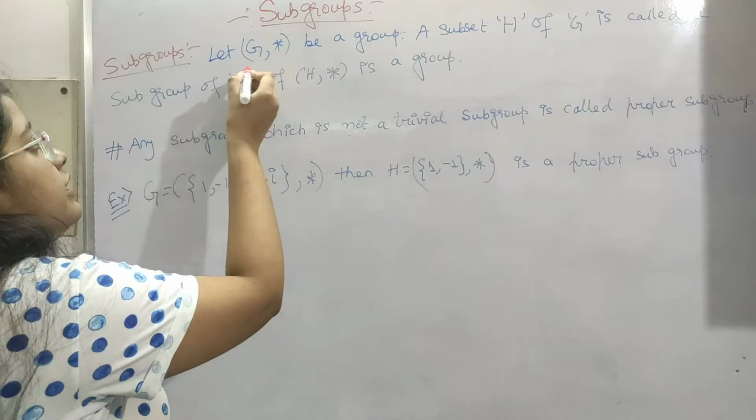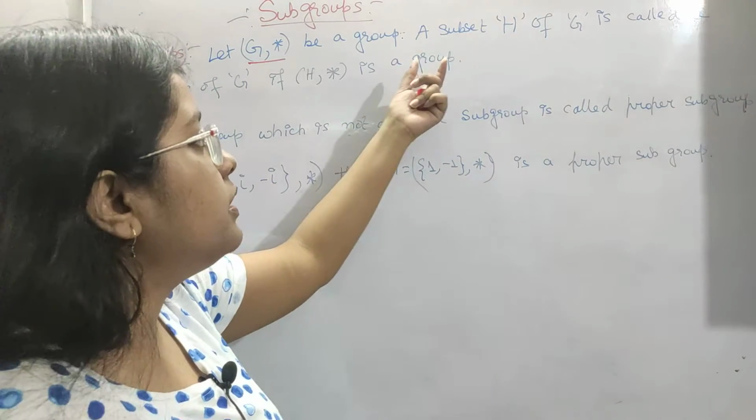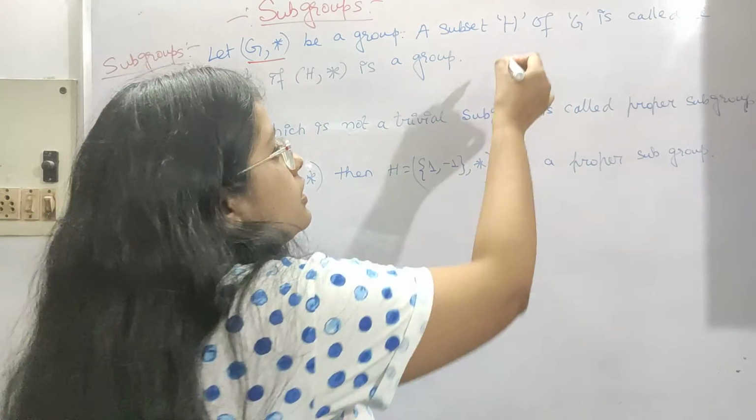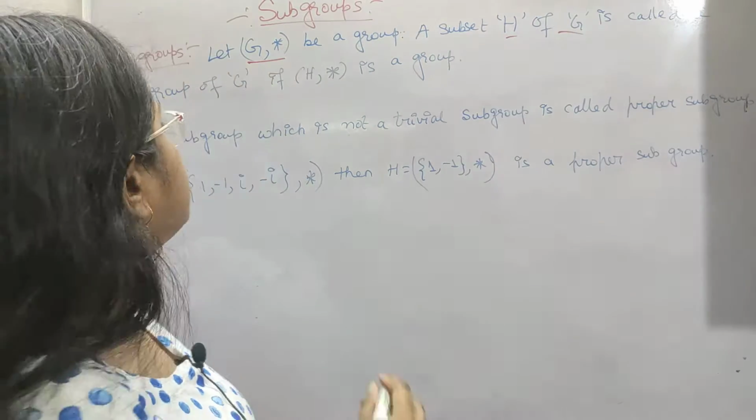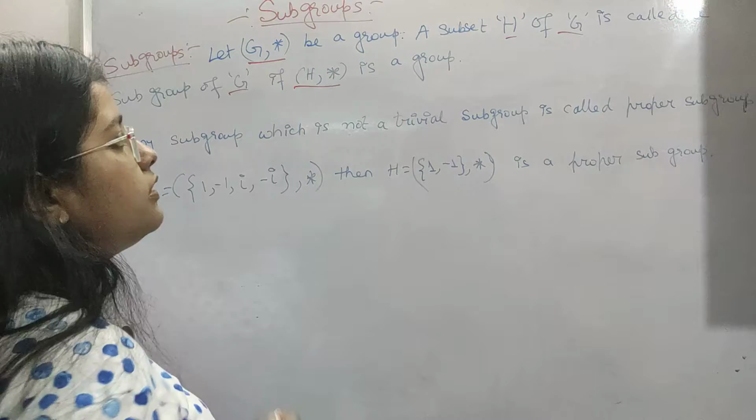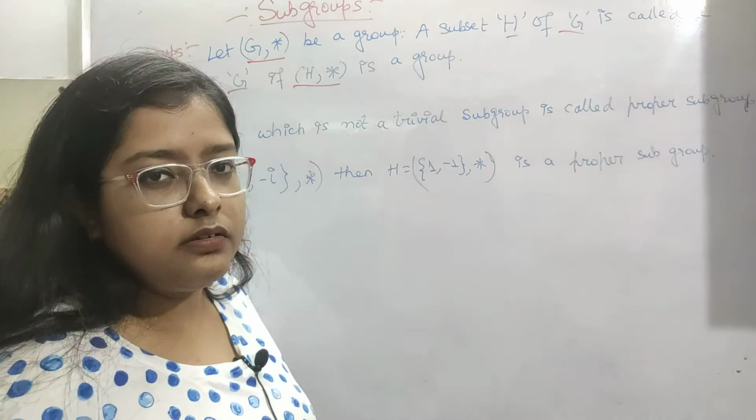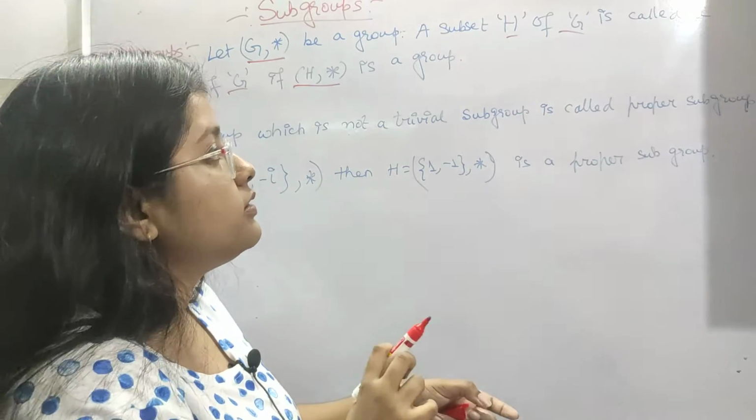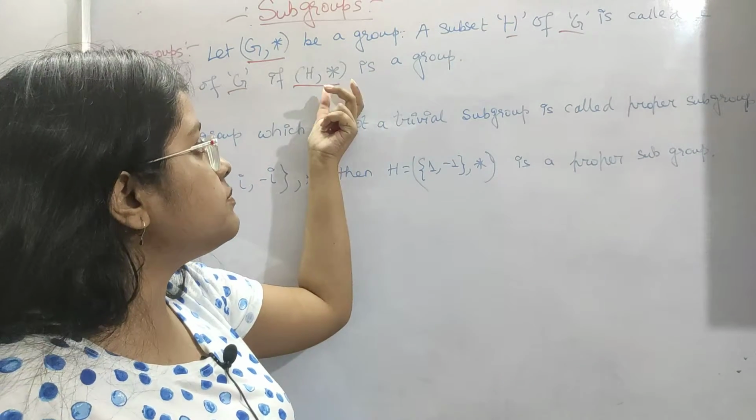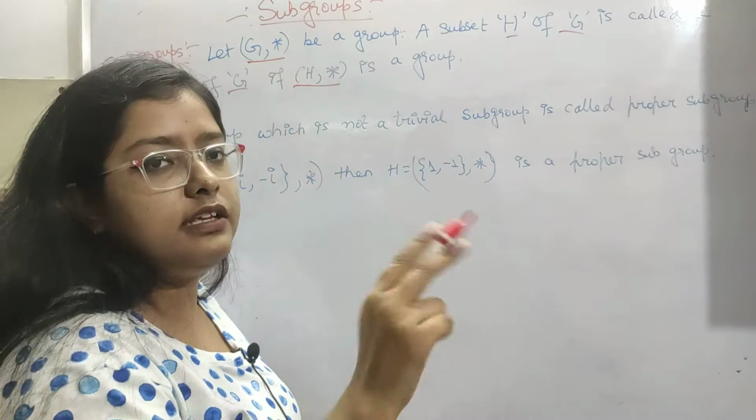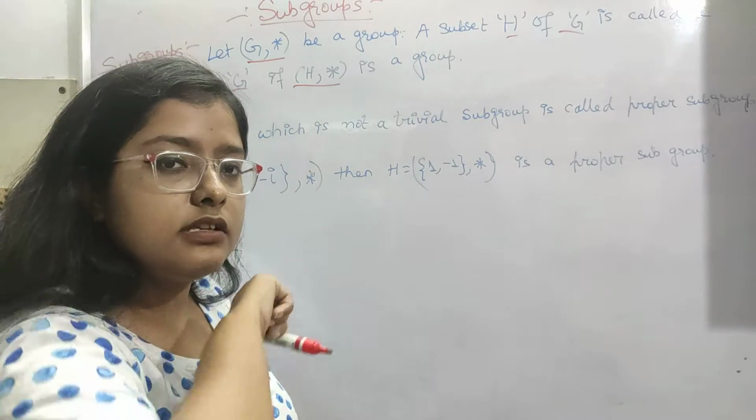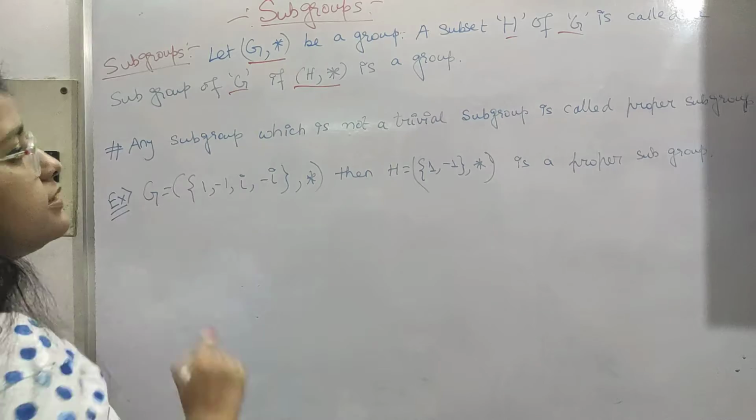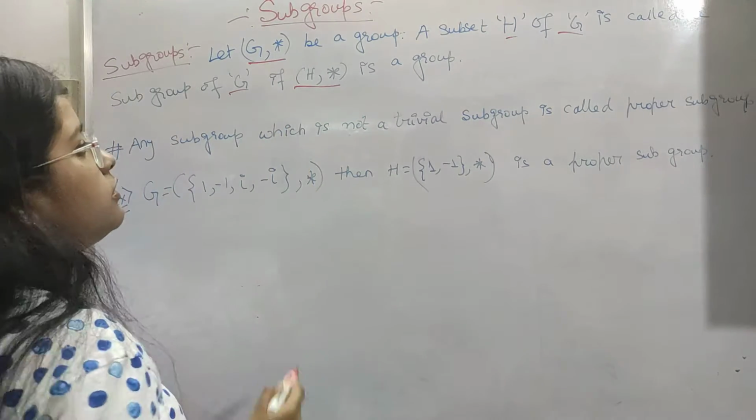Okay, so let G star be a group and H a subset of G. H is called a subgroup of G if H star is a group. Okay, so this is pretty easy. We have already seen subsets and everything so many times. So H can be a subgroup of G if H is a subset of G and H is an independent group. Okay, so then it is a subgroup of this particular group G.